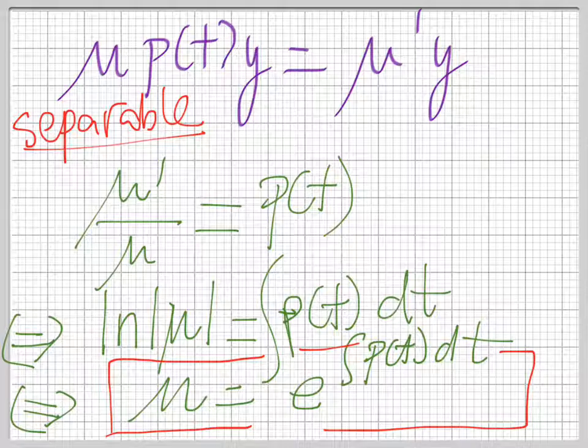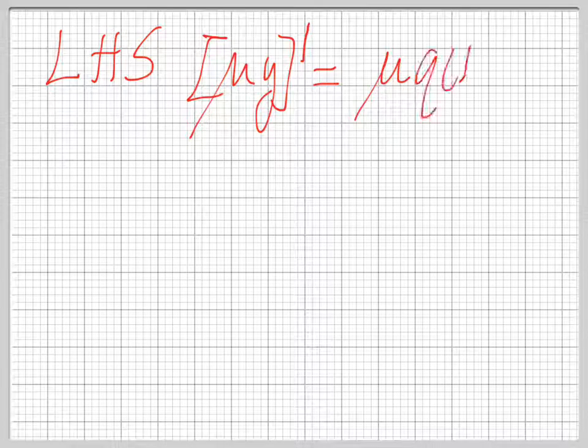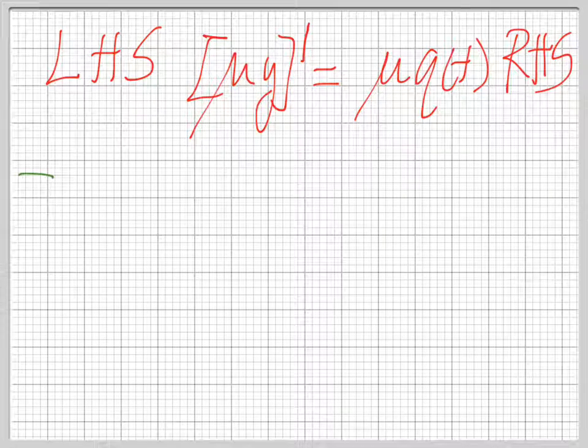The result gives you mu of t equals e to the integral of p of t dt, where p of t is the function that is given in our differential equation. Once we have mu of t, we go back to our goal: we want a mu function such that the derivative of the product equals the right-hand side. So the left-hand side will be the derivative of the product, and it equals the right-hand side after we multiply mu to the whole equation, right?